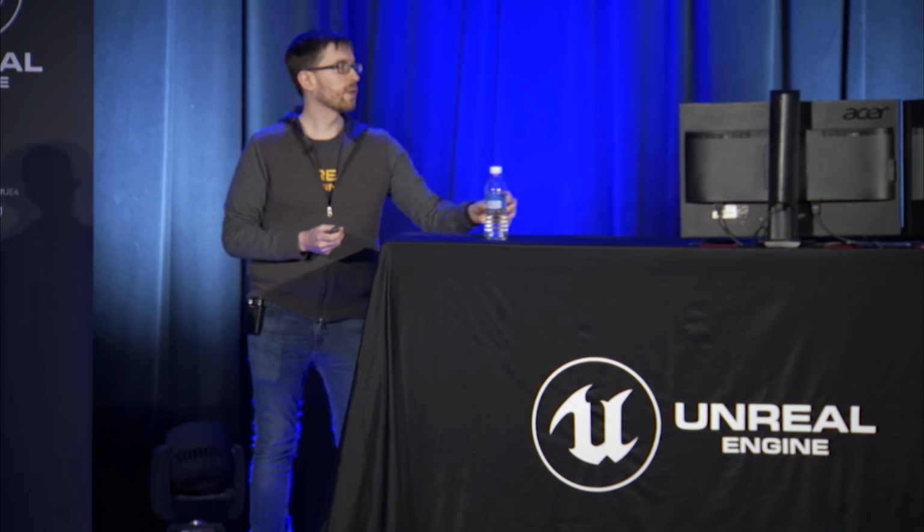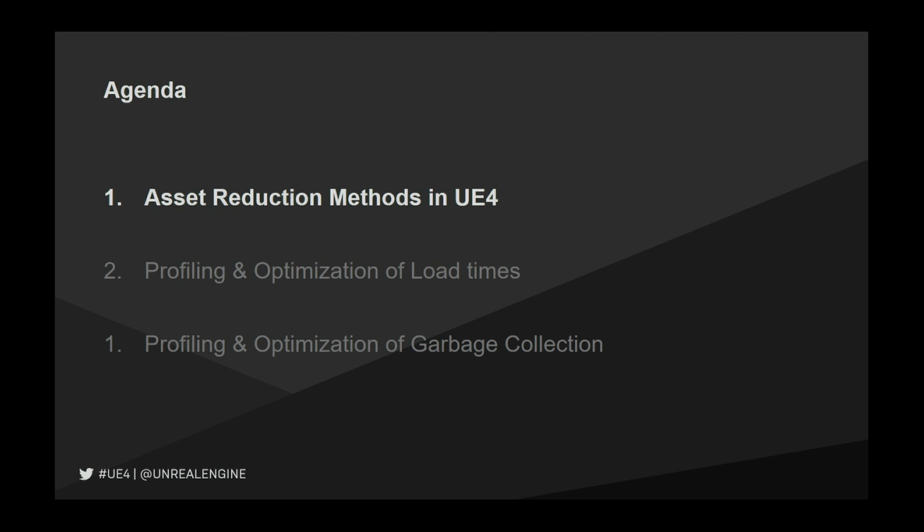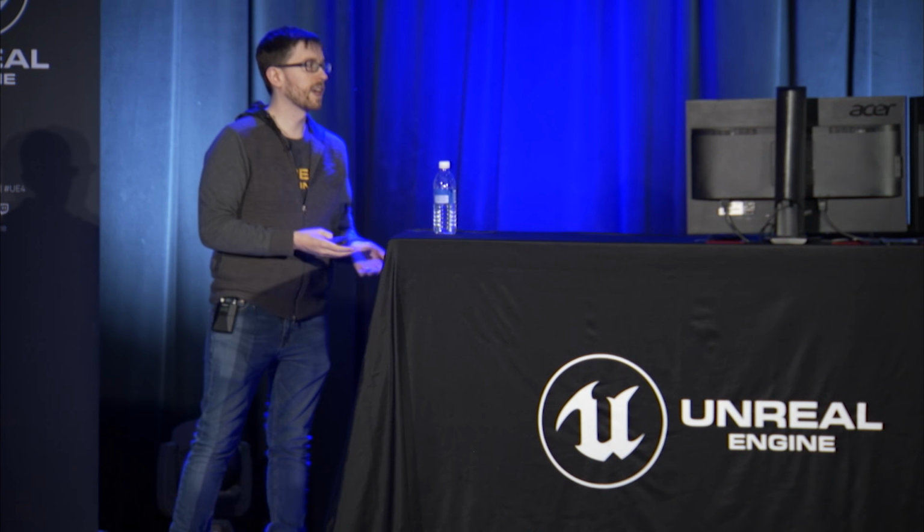We'll talk about 3 ways to avoid and resolve these kinds of problems. There's asset reduction, there's optimization for load times, and optimizations for garbage collection. So we'll start with asset reduction. There are many times where the asset, as it was created, is more detailed than it needs to be. Or in other words, it can be optimized in a way to give you 90%, 95, 99% of the quality, but in a way that performs significantly better on the target hardware.